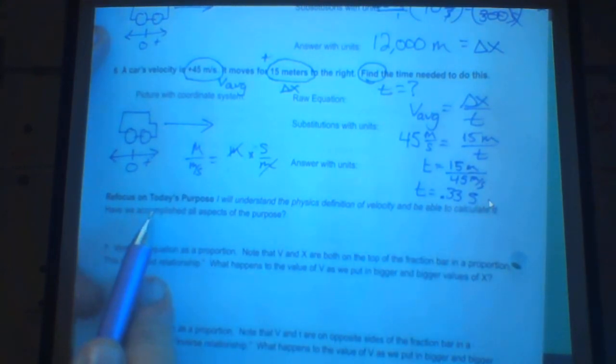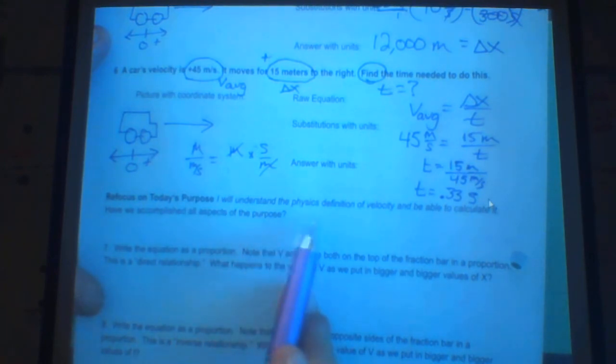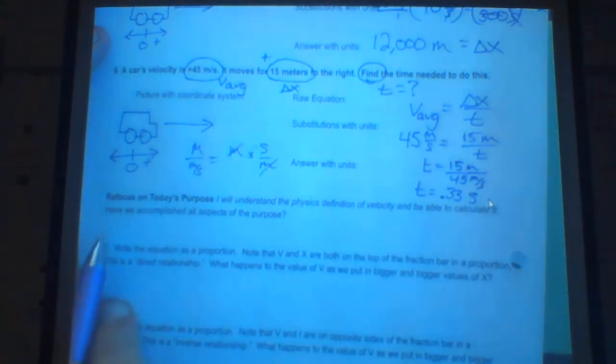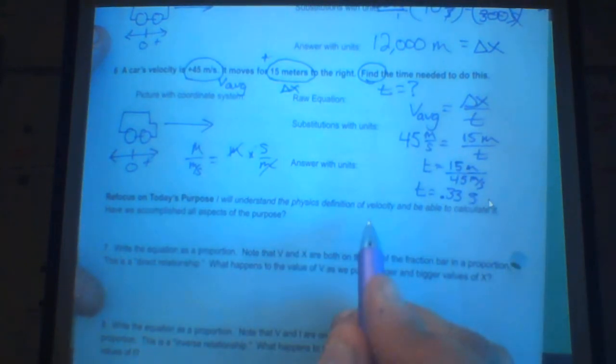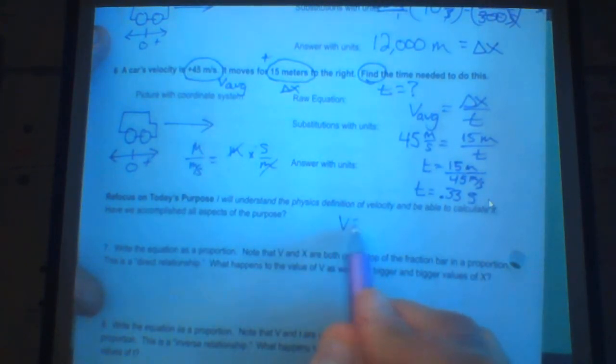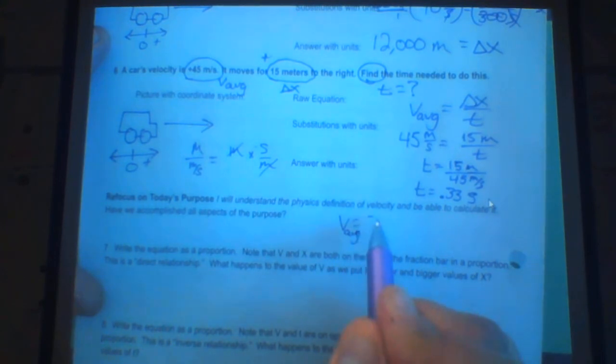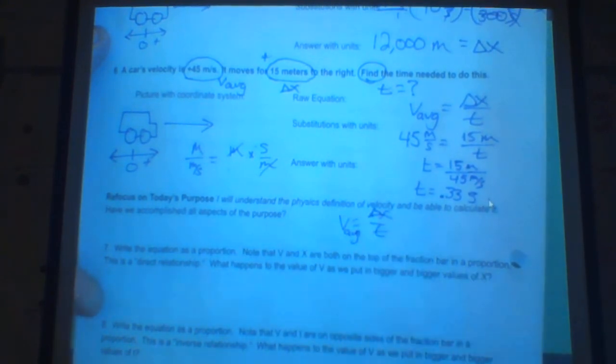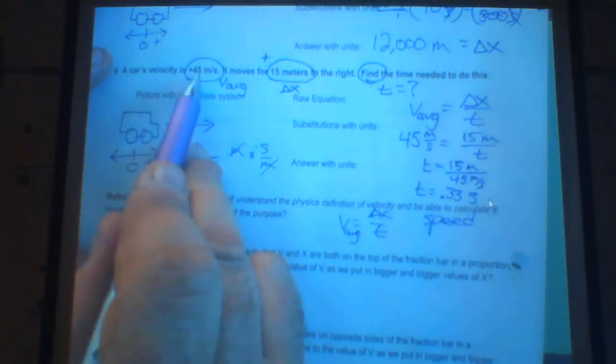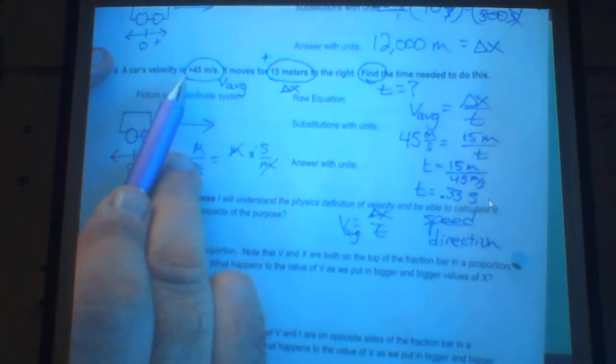Refocus on today's purpose. I will understand the physics definition of velocity and be able to calculate it. Okay, so the physics definition of velocity is V average is equal to the displacement divided by time. And it's a vector, which means that it has both the speed, the digits, like 45 meters per second, but it also has direction, speed and direction, the direction shown by the positive or negative, whichever.